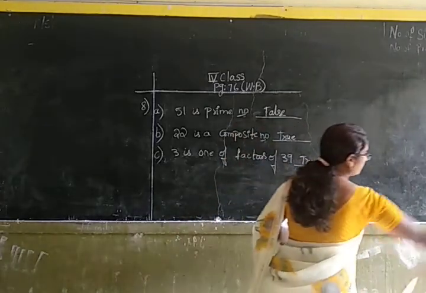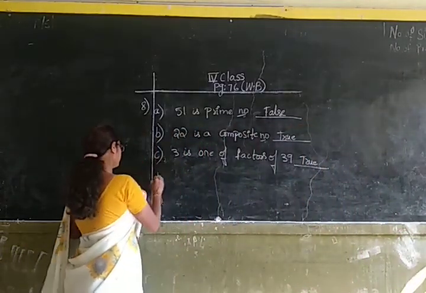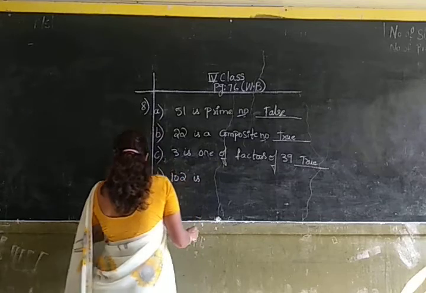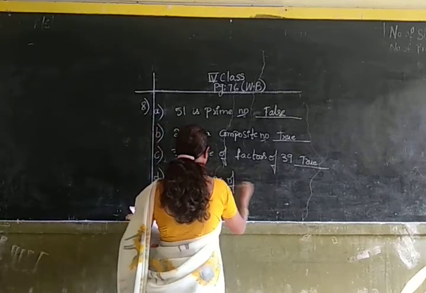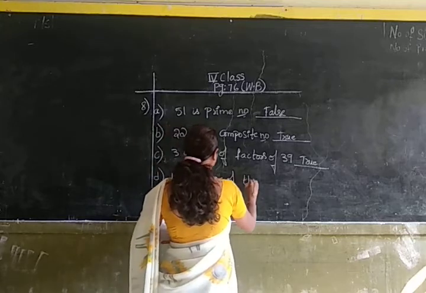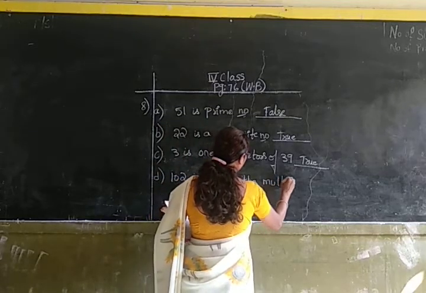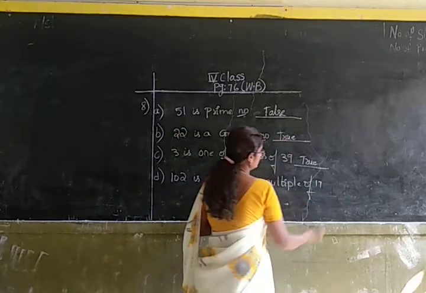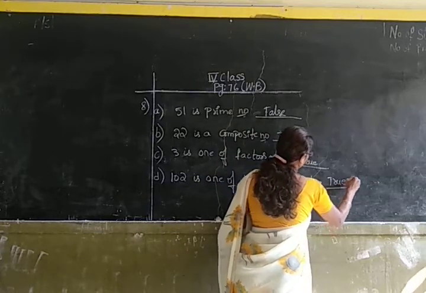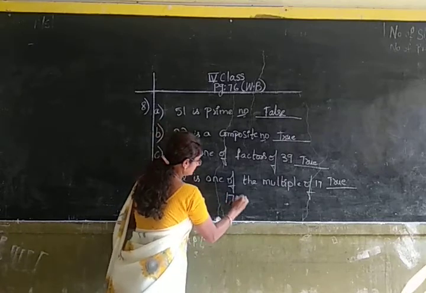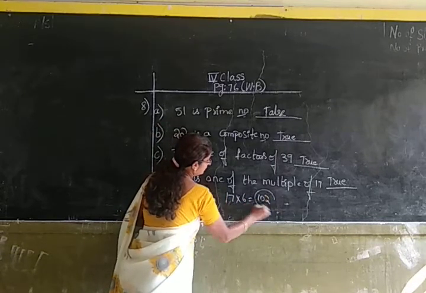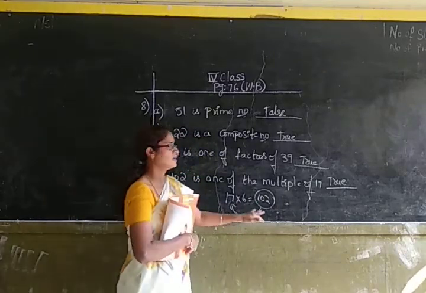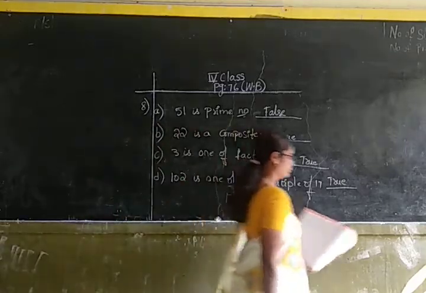Now the D sum. 102 is one of the multiples of 17. The statement is true because 17 6s are 102. So 102 is a multiple of 17, because 17 6s are 102. The statement is true. Okay, children.